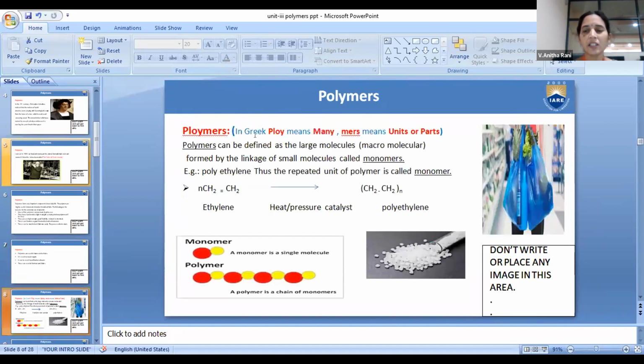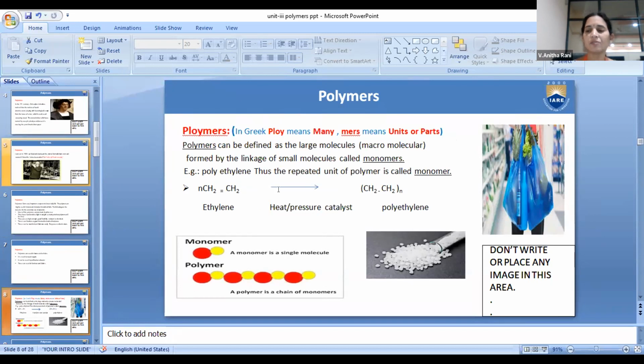Now, polymer is a Greek word, ma. In Greek, poly means many, and mers means units or parts.